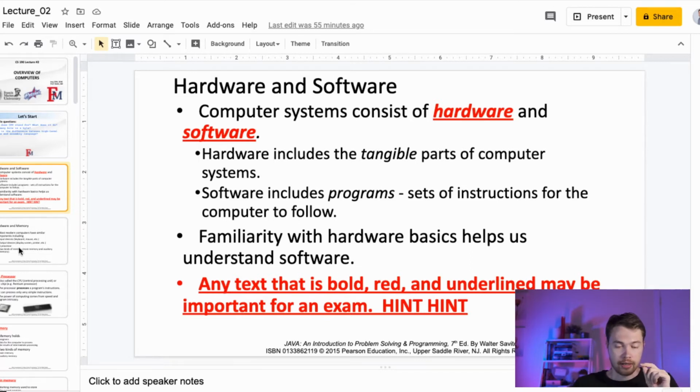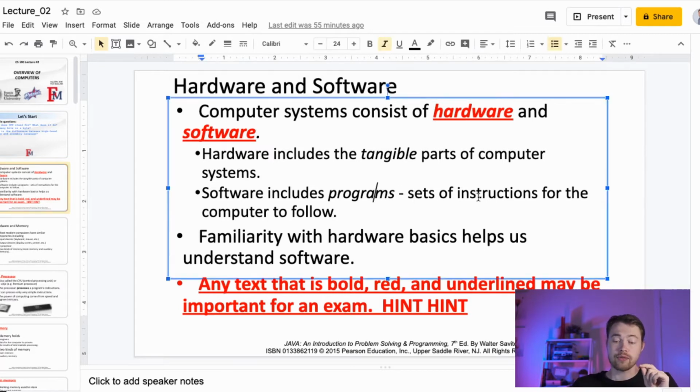Software includes programs. And what is a program? A program is a set of instructions for the computer to follow. So again, what is a program? A set of instructions for the computer to follow. Familiarity with hardware basics helps us understand the software as well. As a hint, any text that is in bold, in red, or underlined may be important for an exam. That's kind of a hint for you.